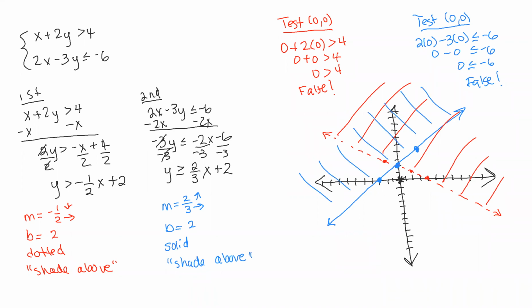So now that you've seen this very light shading, you have to figure out where the actual solution is. Remember, the solution is where the two shaded regions overlap. So this right here, I'm going to just darken it in really nicely. This is your solution. Any point that falls into this shaded region is part of your solution, including the points right here on the blue line. However, the points here on the red line do not count. They're not part of the solution set.